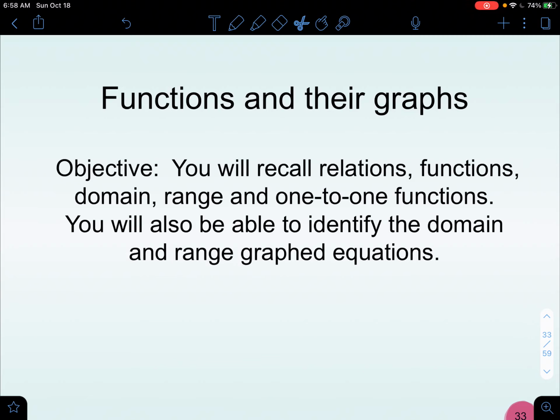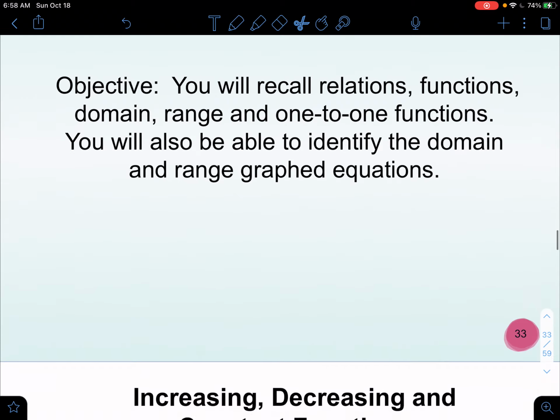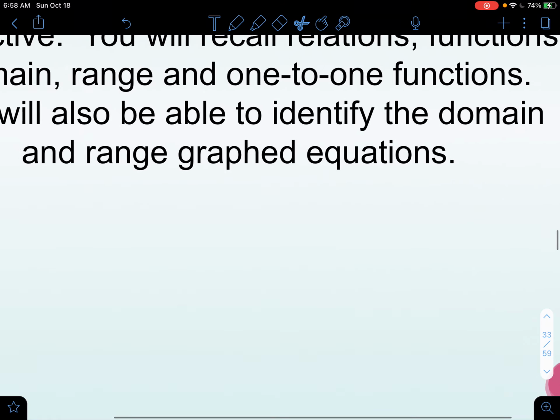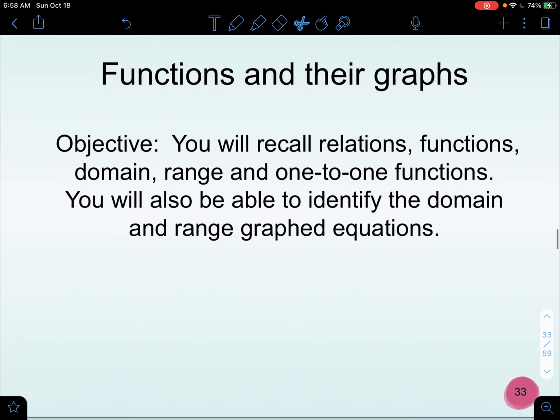Today we are going to be discussing functions and their graphs. One thing I do want to point out to you right away is we are starting on slide number 33 of your note packet. So that's going to look a little bit different than what you probably would have had next in order. Our objective today is that you will recall relations, functions, domain and range, and one-to-one functions.